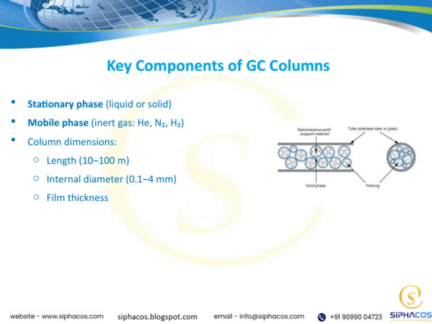Moving on, the column dimensions are also important. The length of the column usually ranges from about 10 to 100 meters, which affects the separation efficiency. The internal diameter is generally between 0.1 and 4 millimeters, influencing the flow rate and resolution. Lastly, the film thickness of the stationary phase coating impacts how well different compounds are separated. All these components work together to optimize the separation process, making GC a powerful technique for analyzing complex mixtures.